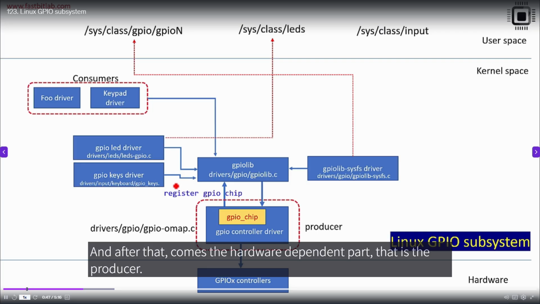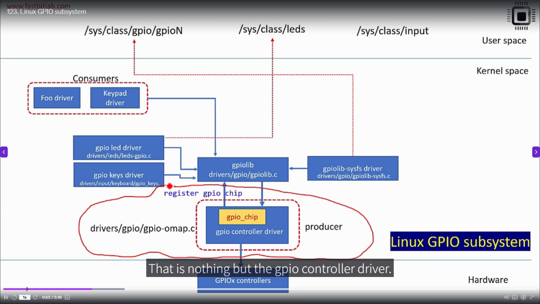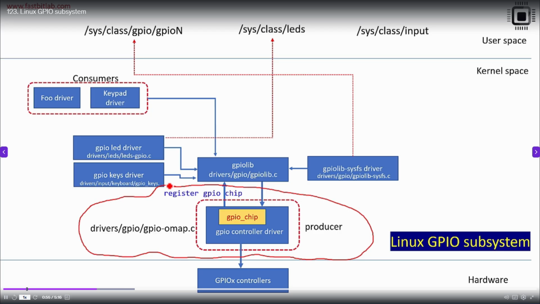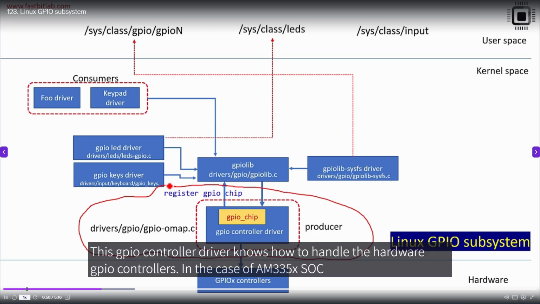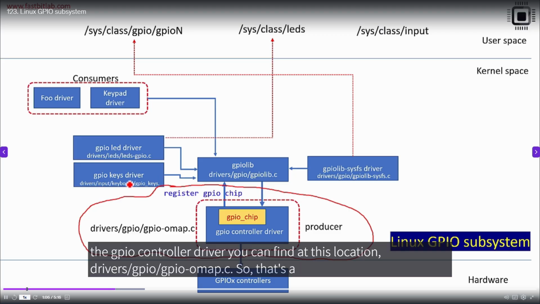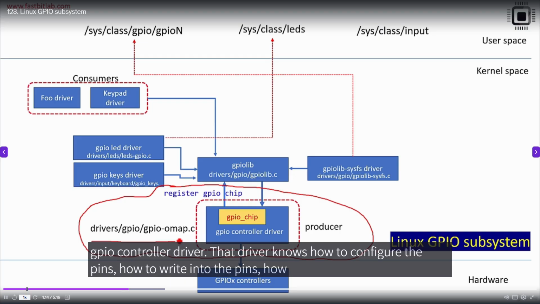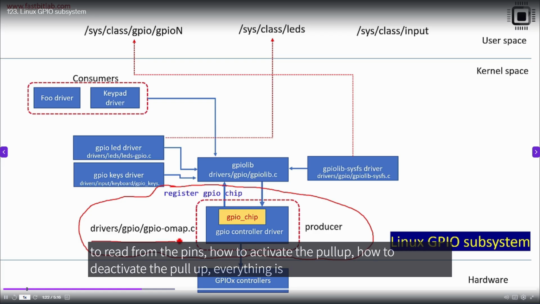After that comes the hardware dependent part, that is the producer. That is nothing but the GPIO controller driver. This GPIO controller driver knows how to handle the hardware GPIO controllers. In the case of the AM335X SoC, you can find the GPIO controller driver at this location, drivers gpio omap.c. So that's the GPIO controller driver. That driver knows how to configure the pins, how to write into the pins, how to read from the pins, how to activate the pull-up, how to deactivate the pull-up.